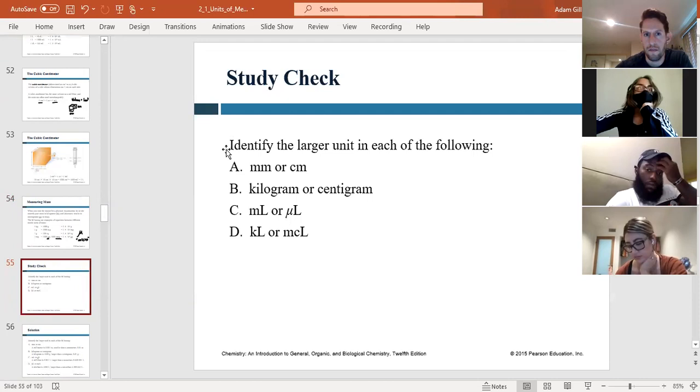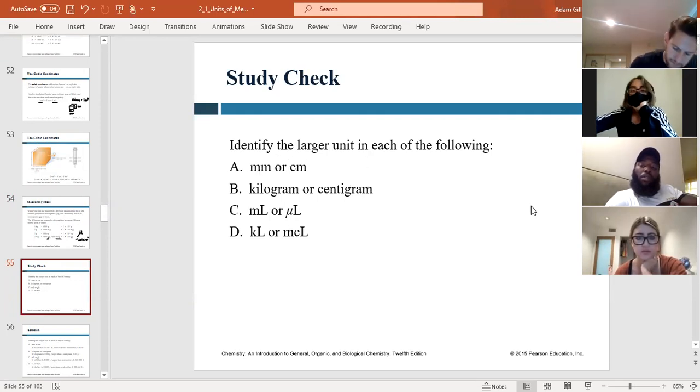Okay, so study check. Identify the larger unit in each of the following. So what's bigger, a millimeter or a centimeter? Centimeter. Centimeter is bigger. Kilogram or centigram? Kilogram.